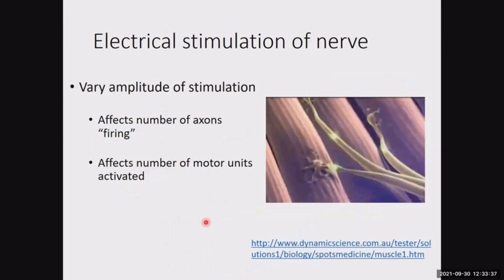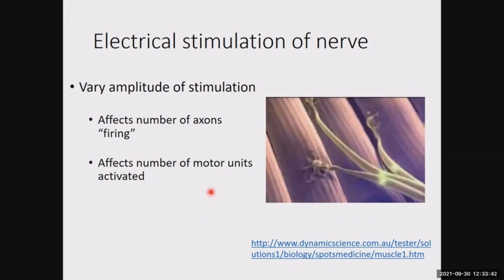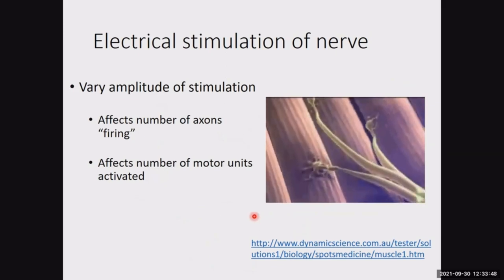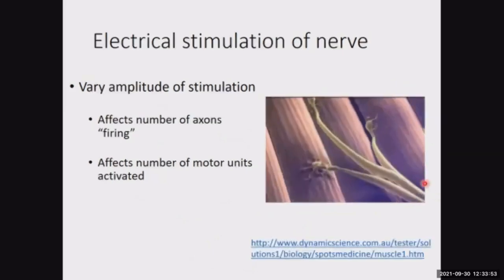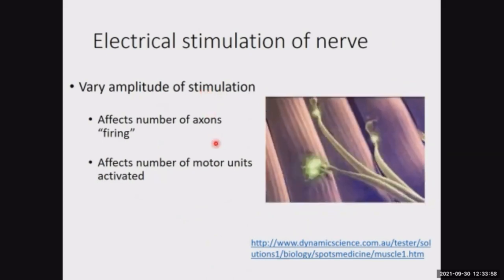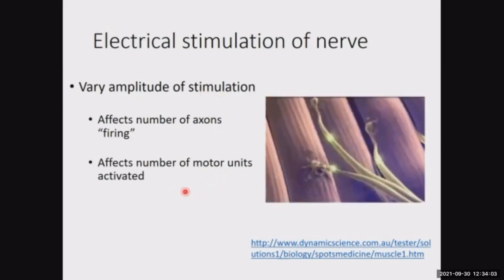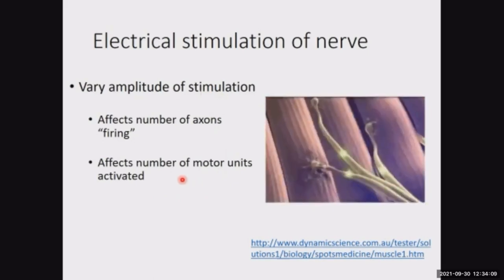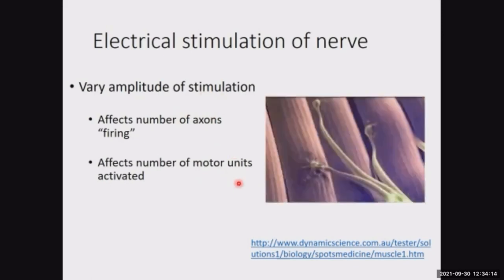In the second activity, we're going to be taking a look at the electrical stimulation of the nerve. We're going to use a stimulator. We are going to vary the amplitude of the stimulation and basically affect the number of axons that are stimulated by this electrical stimulation. Now, the number of axons that are firing is going to be related to the number of motor units that are activated. Again, keep in mind that a motor unit is the motor neuron, the axons associated with it, and then all of the muscle cells that it innervates.